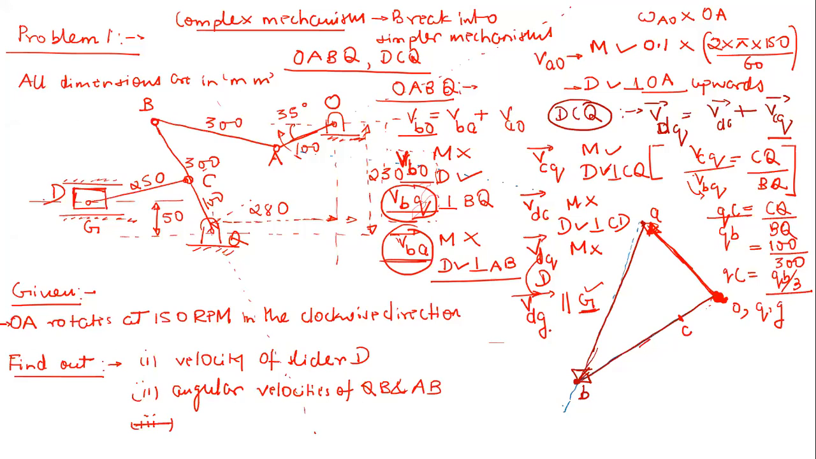So tell me how to draw this VDQ and VDC. See, the VCQ vector is now completely known, right? So this is completely known and we finished it. That is the velocity of C with respect to Q. So we draw it in the velocity diagram. Now, let's talk about these two, right? So how to draw this?